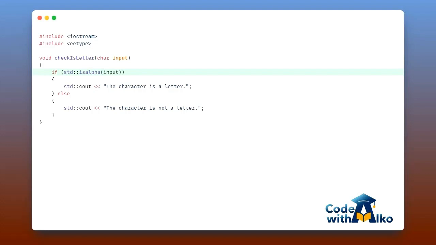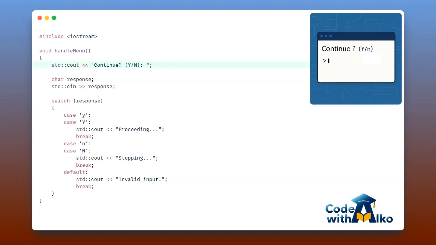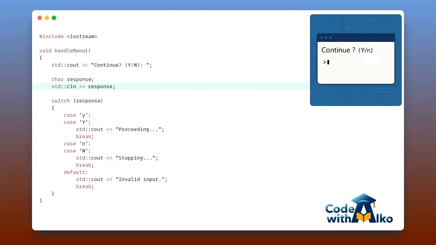The key here is that isalpha is guaranteed by the C++ standard to work correctly on any platform with any character set. It abstracts away all those low-level details. This code is now robust, it's portable, and it's self-documenting. Alright, let's move on to our second example. This is a solution you'll encounter all the time, handling user input for a menu. Imagine a program asks the user a yes or no question and expects them to type Y or N.